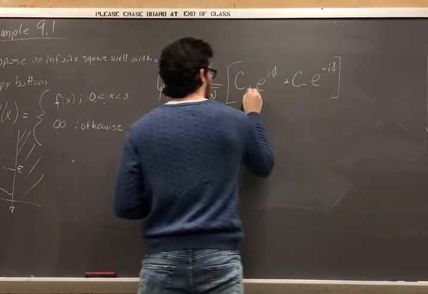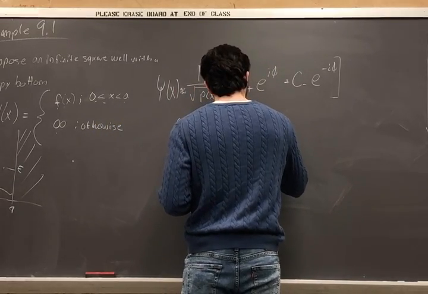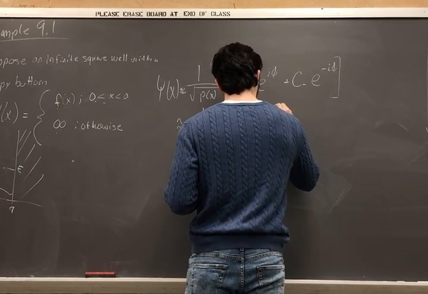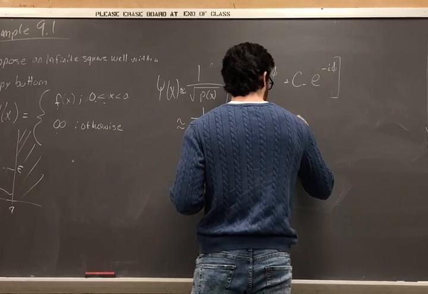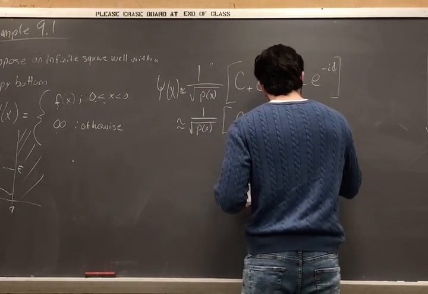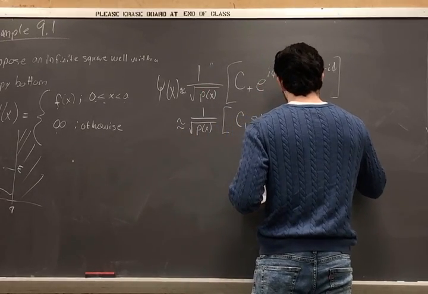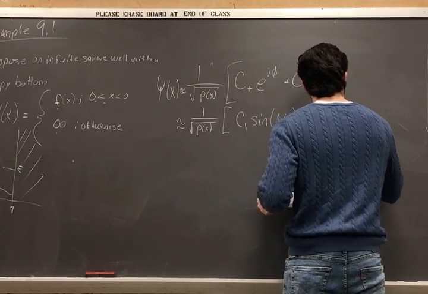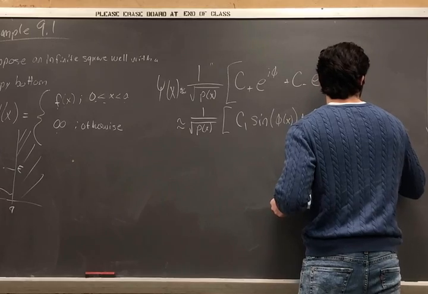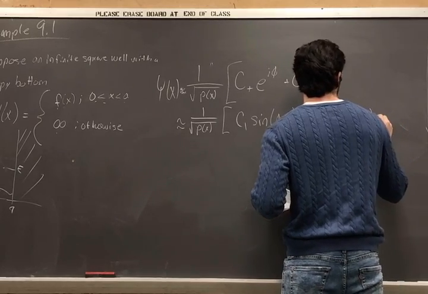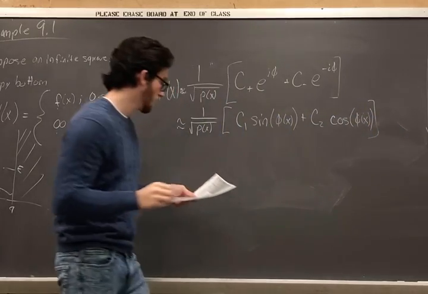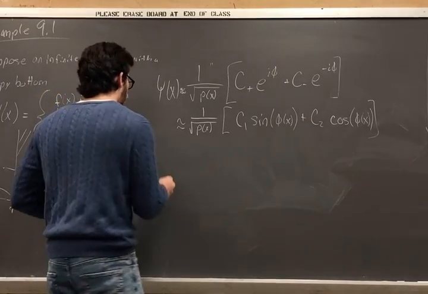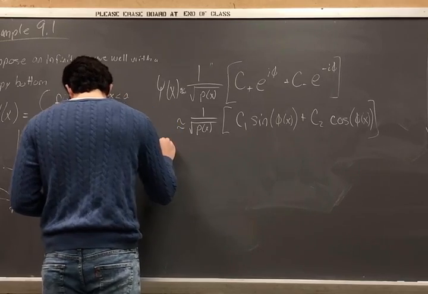This is C1 sine of v of x plus C2 sine, cosine of v of x. Okay? So now we have this new form. And also, I should note that we know what phi is, right?